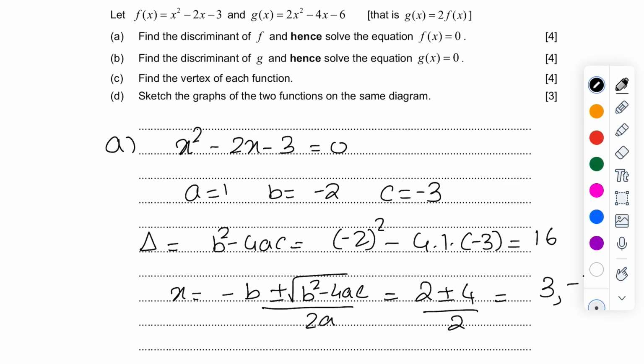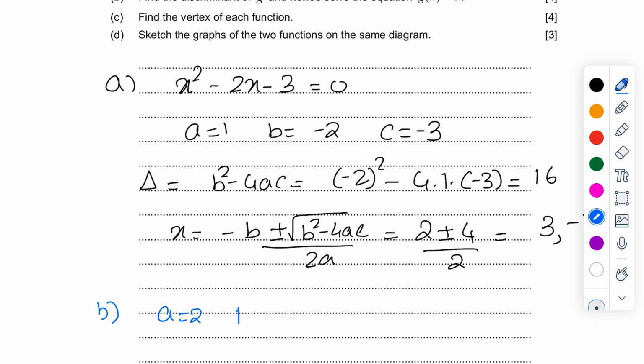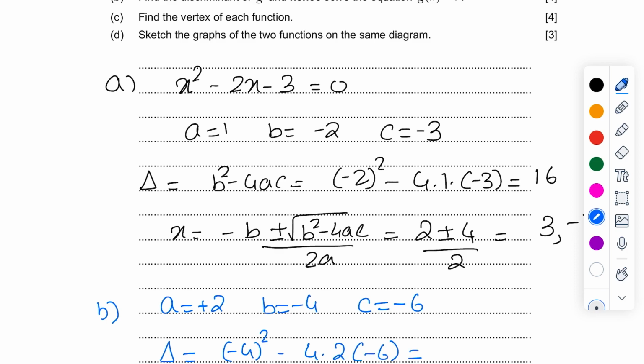Same is the case for part B. Find the discriminant and hence solve g of x. For part B, a equals 2 because it is 2x square. So b equals negative 4 and let me write it out on the line. So what is that? a equals 2 and b equals negative 4 and c equals negative 6. So what is delta? b square minus 4ac. So it just becomes 16 plus 48, which is 64.